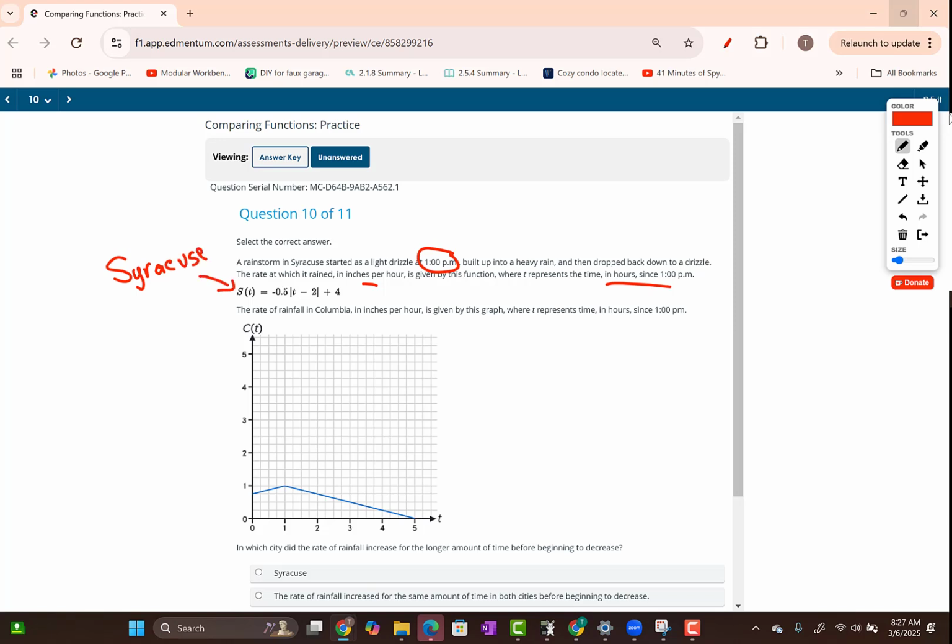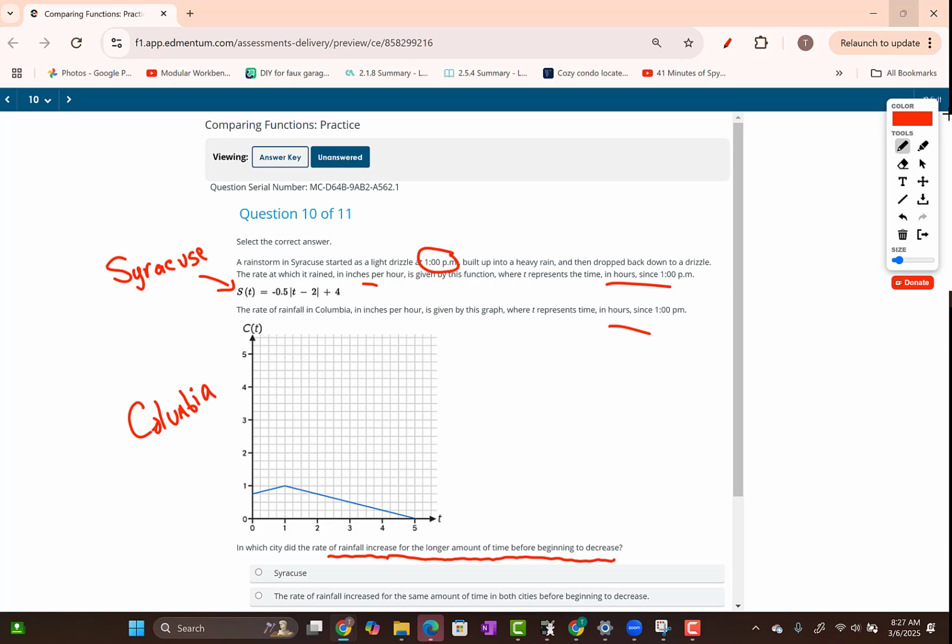The rate of rainfall in Columbia, you get a whole visual here to compare, in inches per hour is given by the graph where T represents time in hours since 1 p.m. In which city did the rate of rainfall increase for the longer amount of time before beginning to decrease?